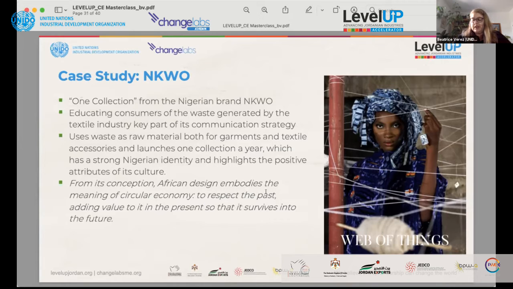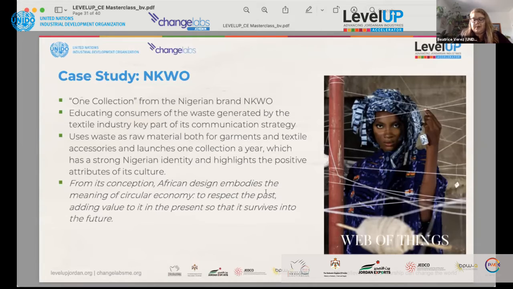And in response to that, they have said they will only create 1 collection a year, which, as you will know, is very at odds with the increasing number of collections that the largest textile companies are producing at the moment. So it's basically countering and rejecting the dominant notions of fast fashion, and that's part of their communication strategy. They also use waste as the raw material for their garments and textiles, and that is also very present in the way that they, in their marketing campaigns.